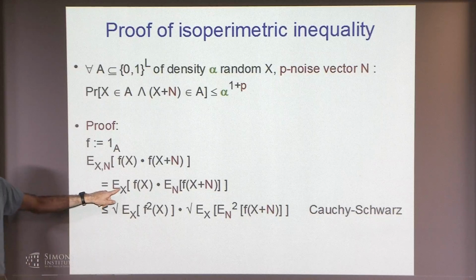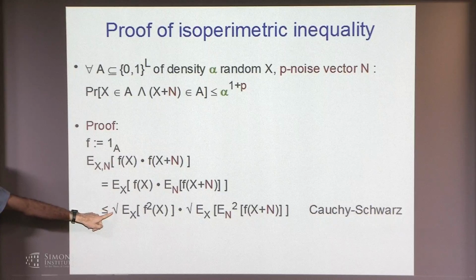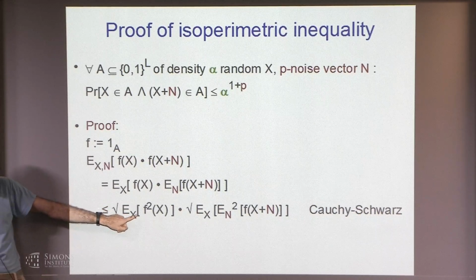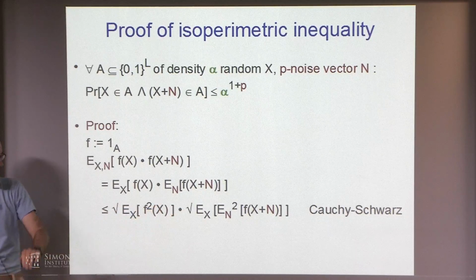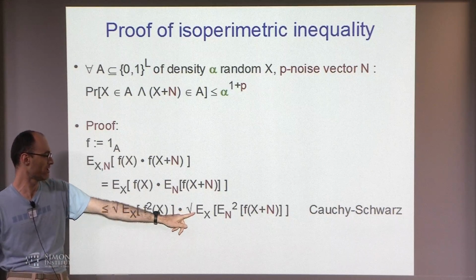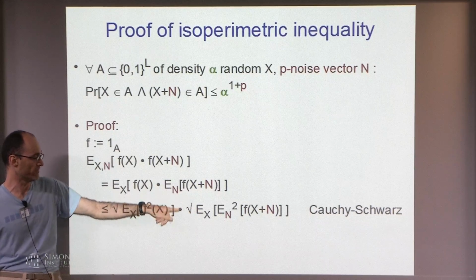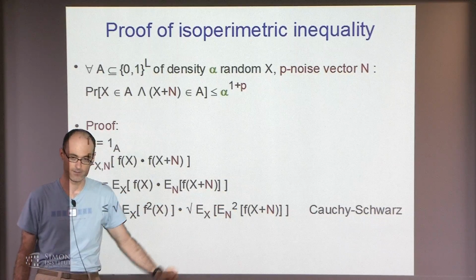This is just the expectation of some A times B. So I can do Cauchy-Schwarz, and I get that this is at most the square root of the expectation over x of f squared of x. This is just one term, so it's very separate from the rest. Times the square root of the expectation over x of the square of this, so the expectation over n, squared.